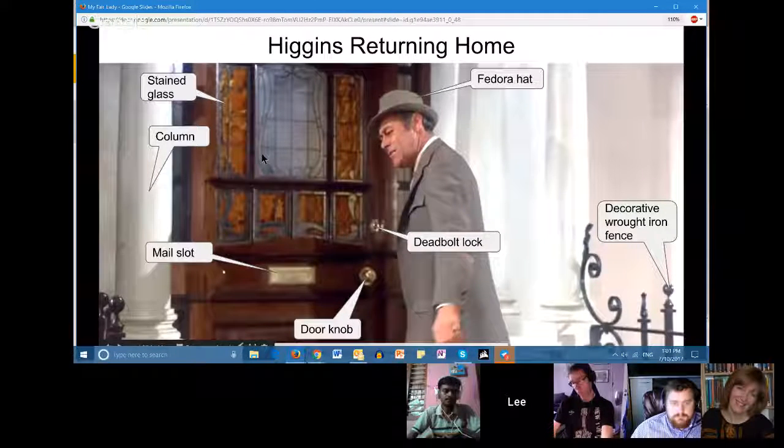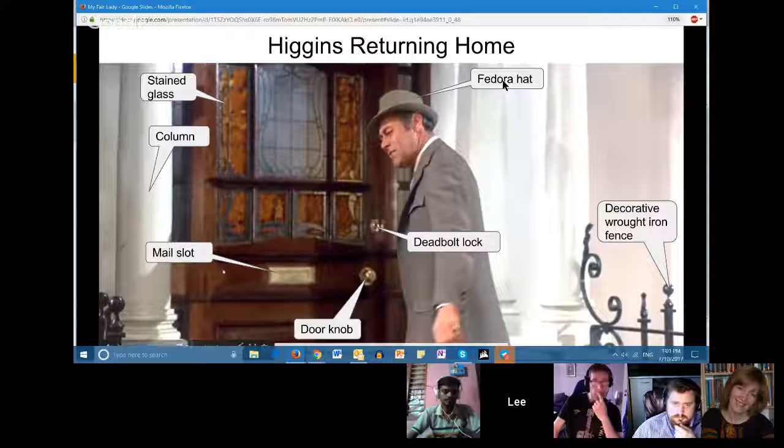Stained glass. Churches often have stained glass. The old doors had mail slots. You could just put the mail in through that slot. It would fall inside the house on the floor. This kind of a hat we call a fedora.